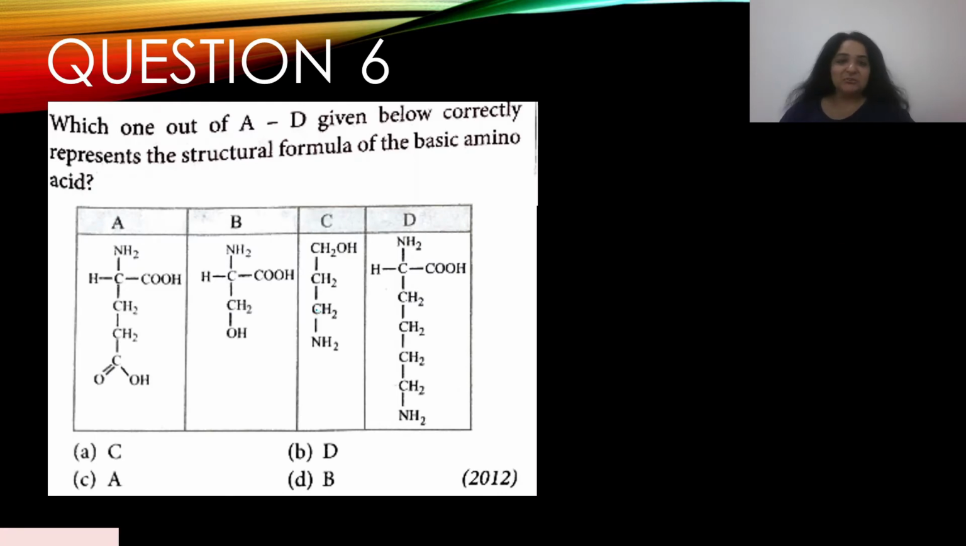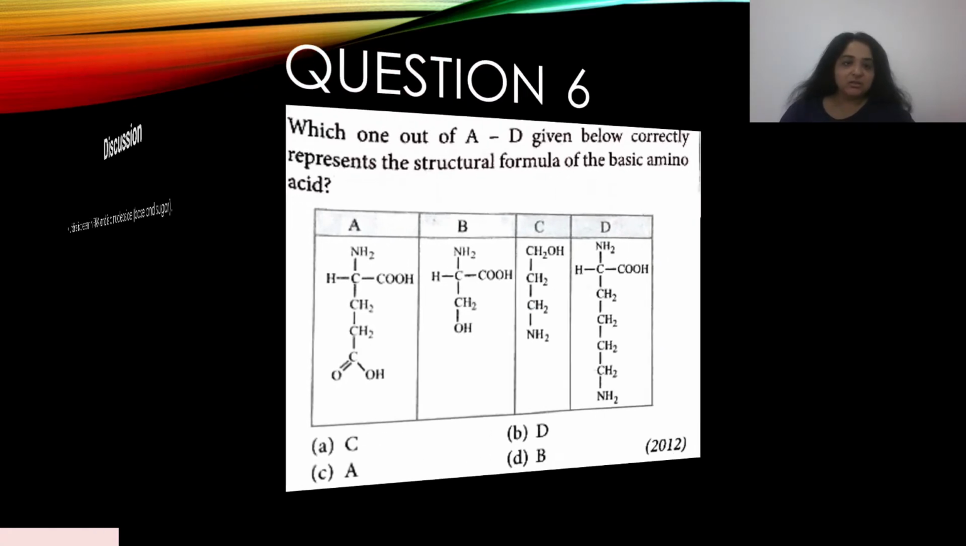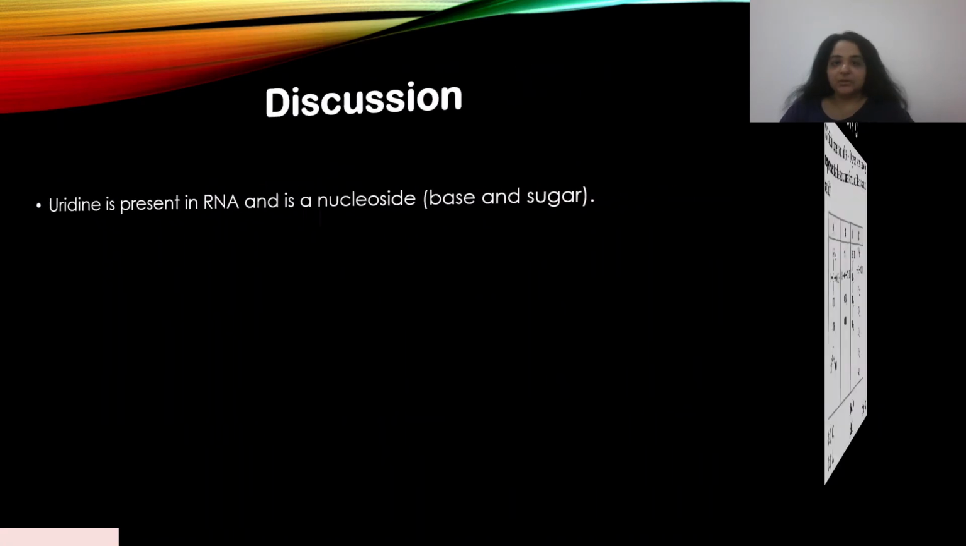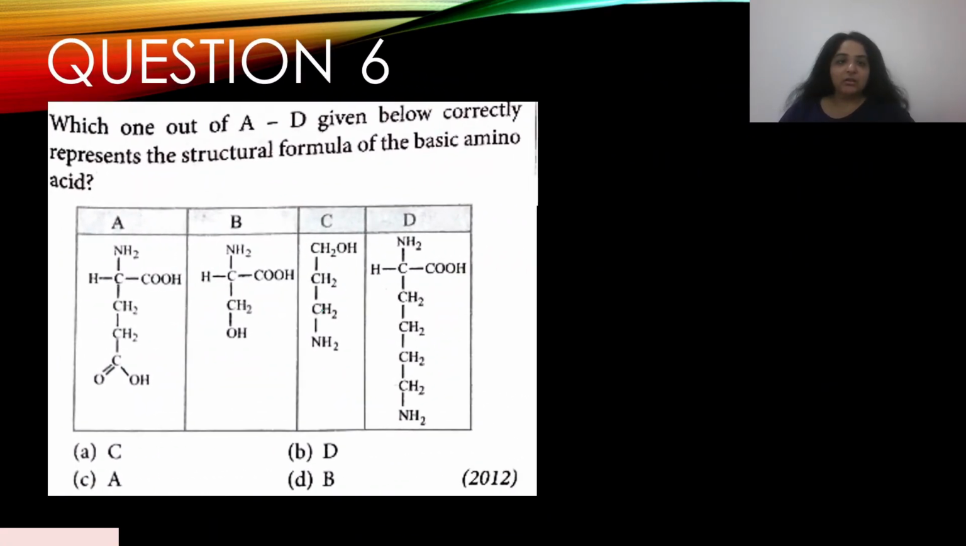Which one out of A to D given below correctly represents the structural formula of the basic amino acid? Let me see. Okay, sorry. All right, so we have to look for basic amino acid, and this appeared in the year 2012. So you have A, B, C, and D. Now I already spoke about basic amino acid. Remember in the first question, it's a dibasic monocarboxylic acid.